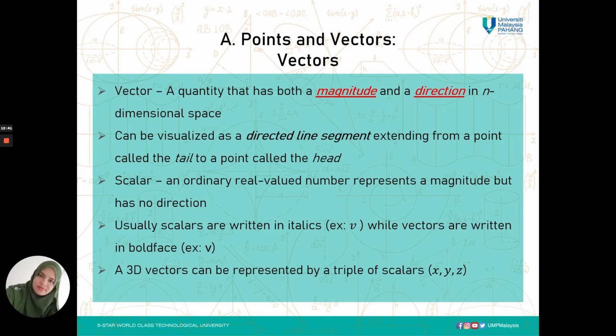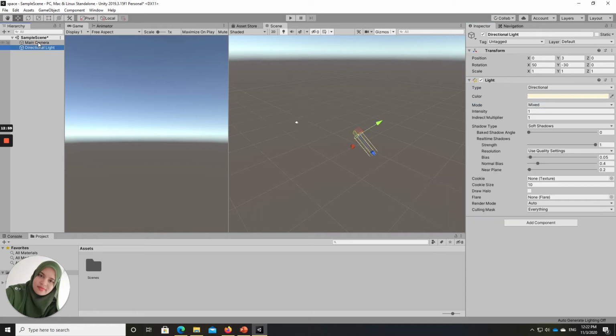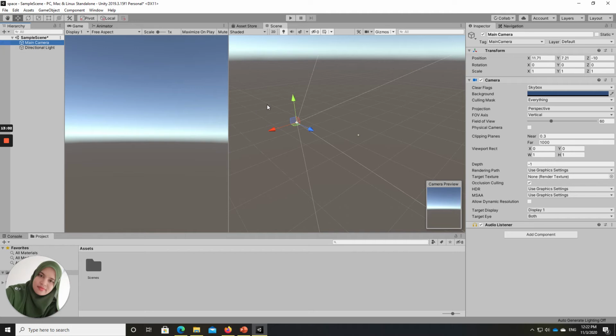Okay, before that, let's take a look at Unity. Let's see in the Unity space itself. This is your 3D space, what it looks like. And when I choose the main camera, as you can see, the main camera has the XYZ location.